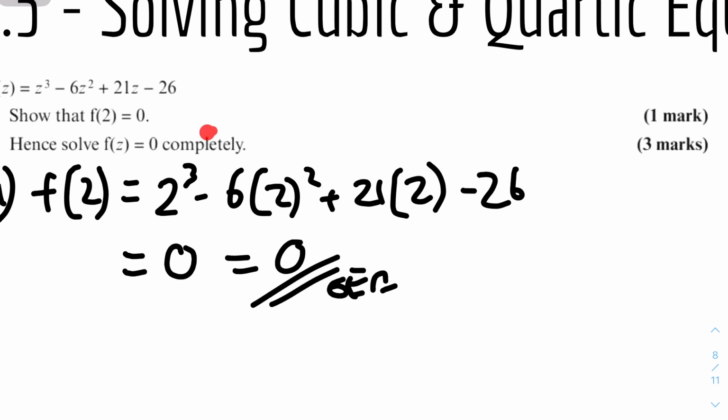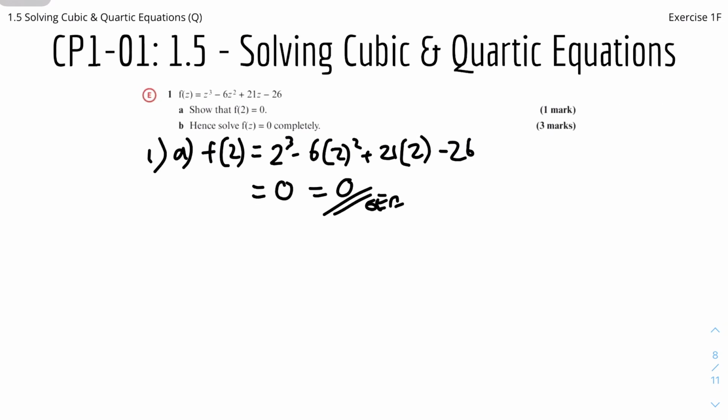Because this right here is equal to 8, and 6 times 4 is 24, and 21 times 2 is 42, and minus 26, and if you add and subtract all of those together, you will get 0. So therefore, 2 is a factor.